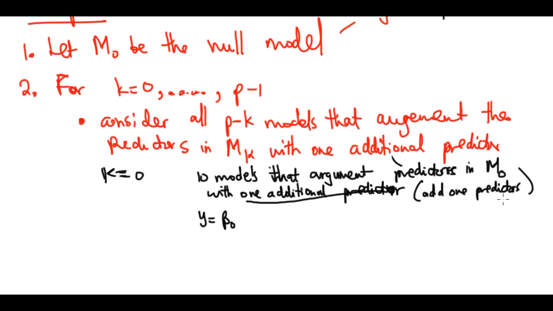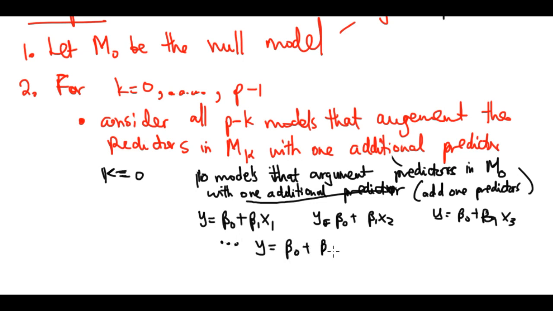Since we have 10 predictors, we are going to have 10 models. We could have added x1, or we could have added x2 instead, or x3 instead. We could have added x4, x5, x6, x7, x8, x9, x10. So we are adding one additional predictor, and we have a total of 10 models when we're doing k equal to 0.